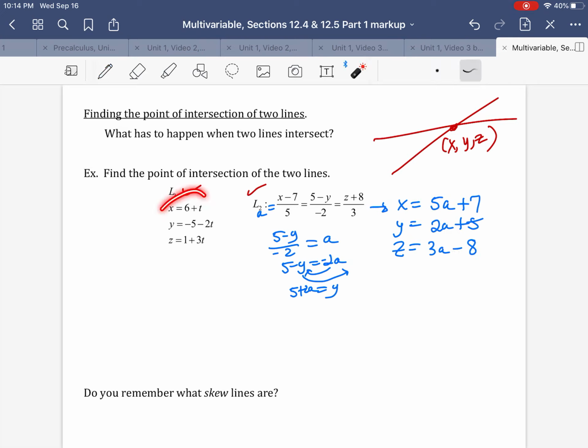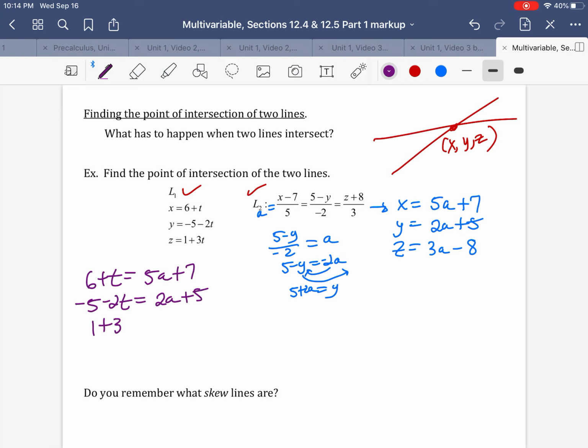So these two things, this set of this line and then that line. If these things are going to intersect, that would mean that the x's have to meet up, the y's have to meet up, and the z's have to meet up. Okay? So that's what we're going to write. We're going to write down a system of equations to make that true. So 6 plus t would have to equal 5a plus 7. -5 minus 2t would have to equal 2a plus 5. And then 1 plus 3t would have to equal 3a minus 8.